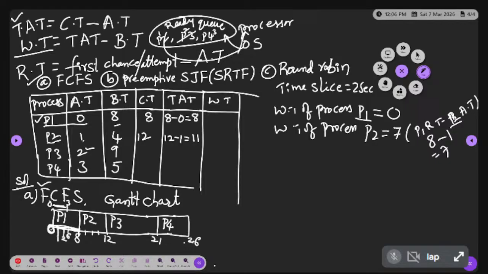What is the formula for waiting time of process P1? Turnaround time minus burst time. What is the turnaround time? 8 minus burst time 8 is 0. For P2, waiting time is turnaround time 11 minus burst time 4. This is 0, this is 7. Even though you apply formulas, it is the same.